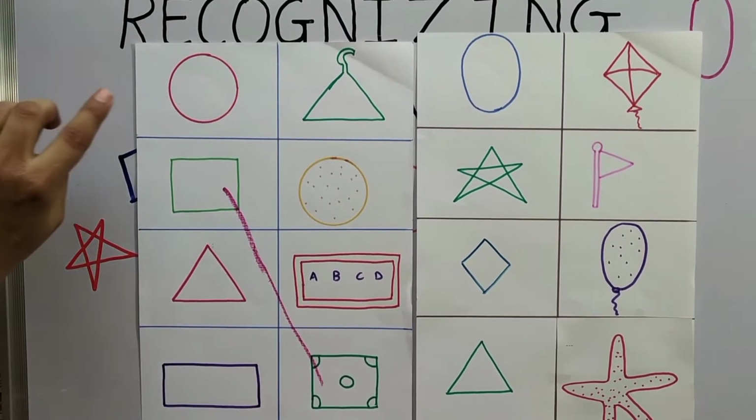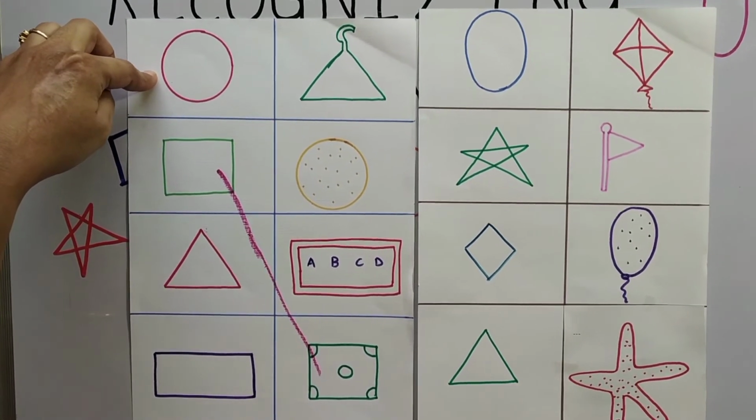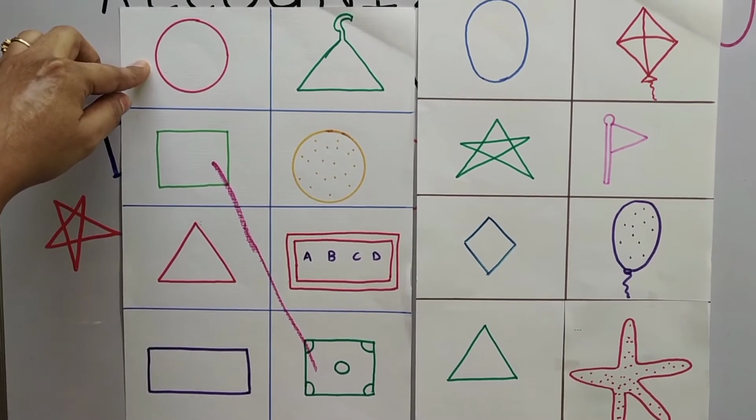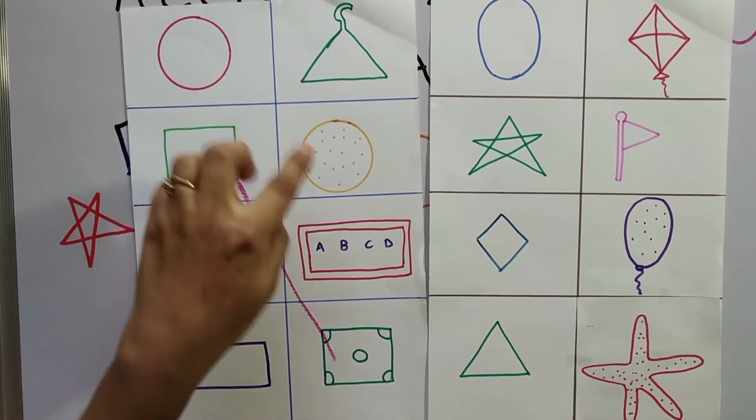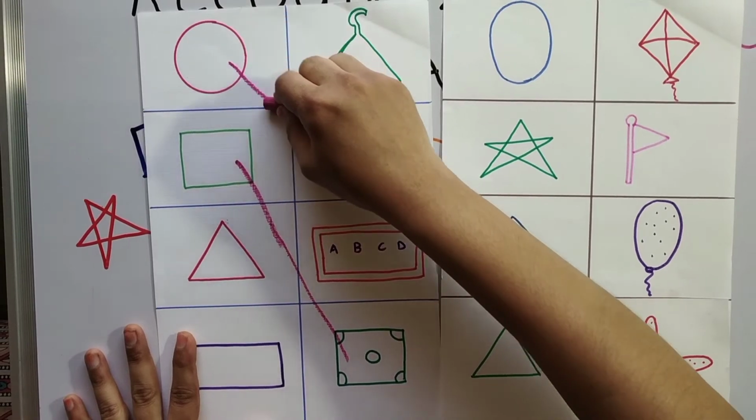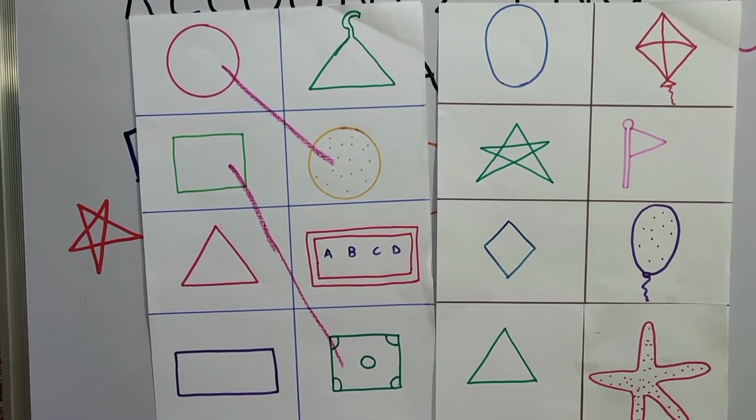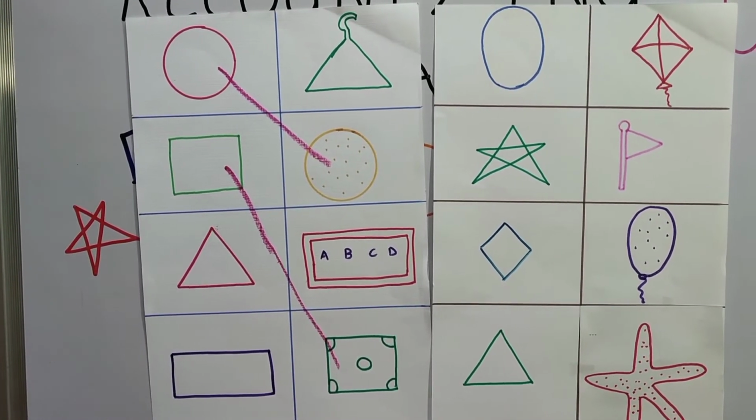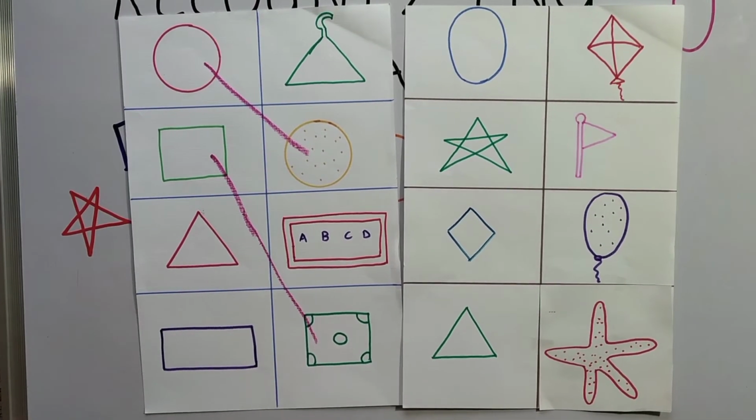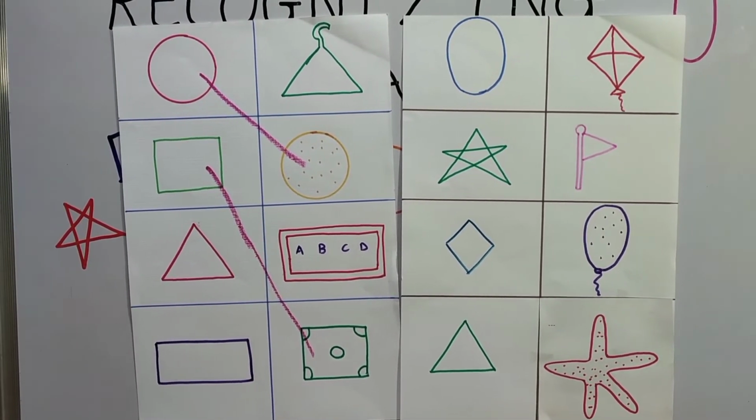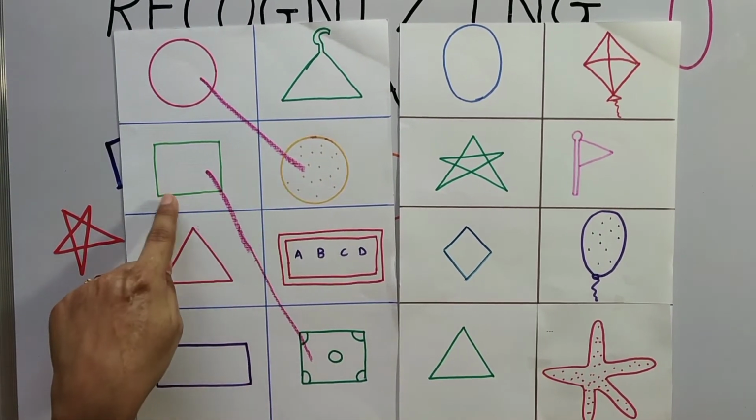Okay, now you can ask them to find circle shape. Once they find circle shape, ask them to find the object related to circle. So once they find the object related to circle, ask them to match the object and the shape. Okay, you can do this activity with all the shapes. This will be helpful for kids to recognize shapes as well as to relate shapes with the objects.